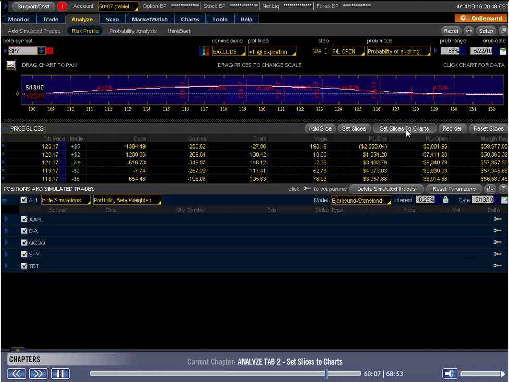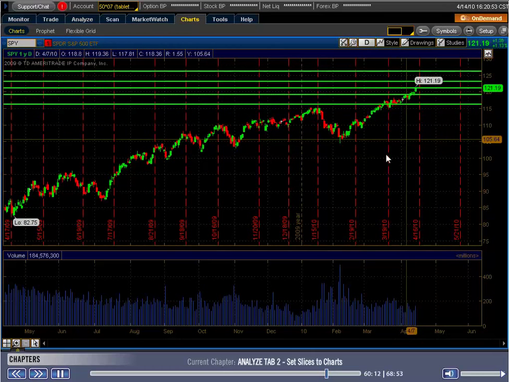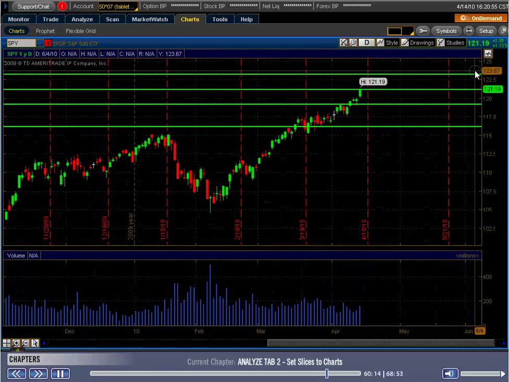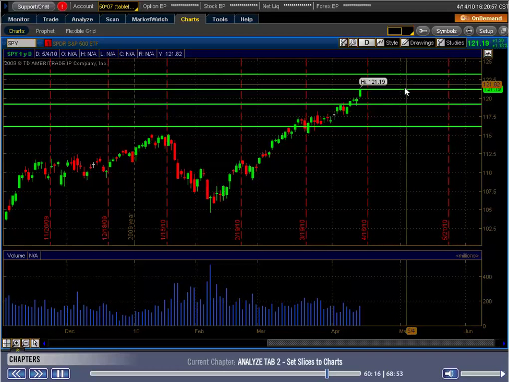For those of you that are technicians, you can take the slices and set slices over to your charts and actually bring slices up in the charts and kind of zoom in on that, and you can see some of the different levels of where we have to be. And no, these are not Fibonacci's or anything like that.